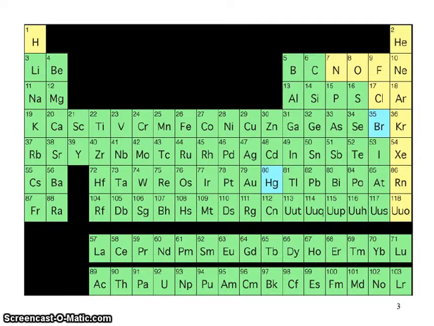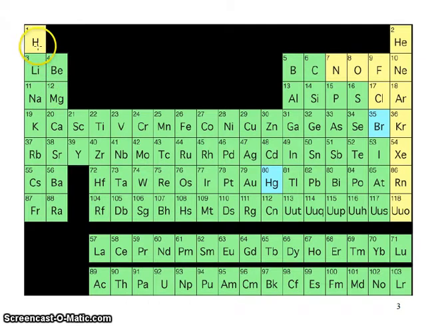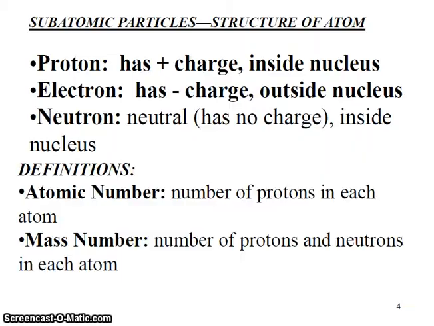Here's a periodic table I've included for you. This is just a very abbreviated periodic table. I don't believe you have one in your textbook. This just shows you the atomic numbers of each element. You don't have to memorize this, but I thought it would be interesting for you to have it if you want to take a look at it.